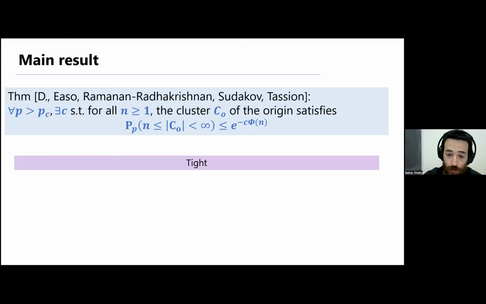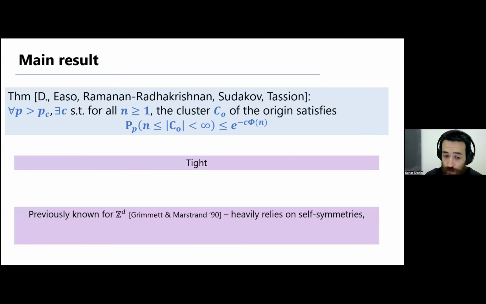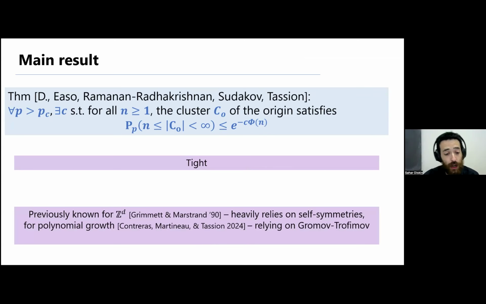And it was known before for particular cases. It was previously known for the d-dimensional lattice. This proof was by Grimmett and Marstrand, very influential in the 90s. It heavily relies on the self-symmetries of the d-dimensional lattice. It was extended to Cayley graphs, or transitive graphs, of polynomial growth.